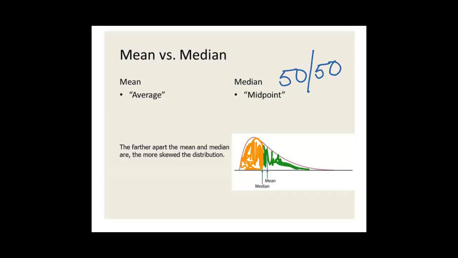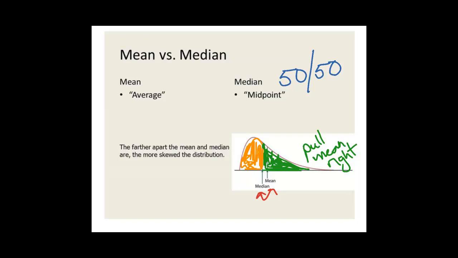Along the same lines, the mean is the average of all the values. In this case, there are a few values on the right which pull the mean to the right. This is called a skewed graph because it is not symmetrical. The farther apart the values of the mean and the median are, the more skewed the distribution will be.